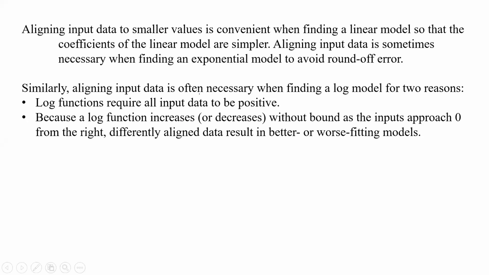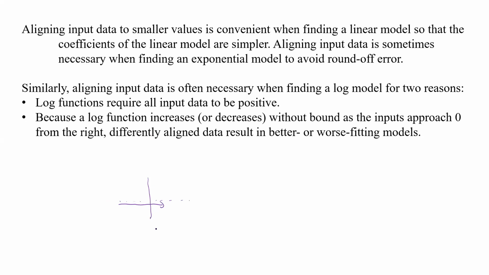And now, guess what? We get to do rounding again with the log models. One reason is that all input data has to be positive. So if we start off with some negative values over here, and then some positives over here, we have to shift everything until all of them are positive. Also, because the log function increases or decreases without bound as the input approaches 0 from the right, basically, as we get closer to here, it goes either down or up toward infinity, positive or negative. We can align data to get better or worse fitting models.